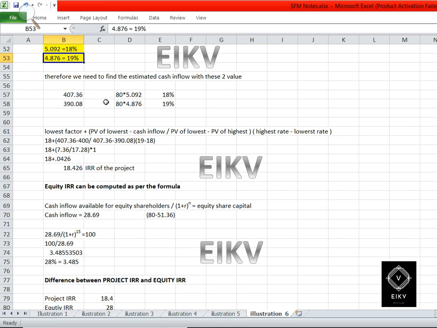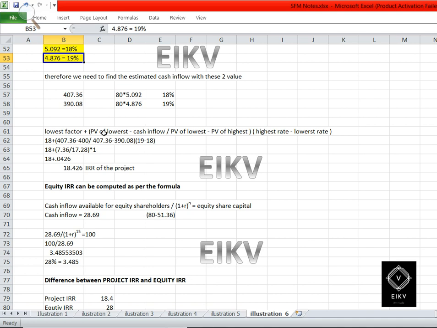After that, for 19%, we need to multiply 80 crores into 4.876, which comes around 390.08 crore. Okay, after that we need to put these figures into a formula.